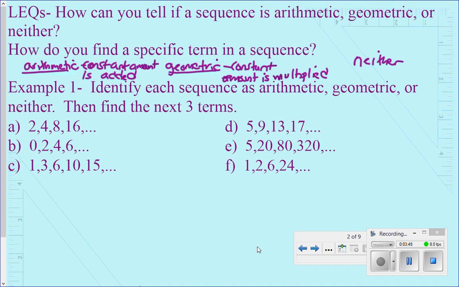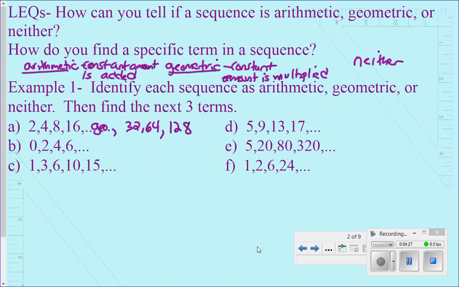Okay, so we're going to take a look at these examples here, and we're going to decide, is this arithmetic, geometric, or neither one? And then we're going to figure out what the next 3 terms are. So take a look at the first one, 2, 4, 8, 16, and put that in your notes. So hopefully after looking at that, you're recognizing that the numbers are being multiplied by 2. So because they're being multiplied by a constant amount, it's a geometric sequence. So then I'm supposed to figure out the next 3 terms. Well, I'm going to double 16 to get 32. I'm going to double 32 to get 64. And I'm going to double 64 to get 128.